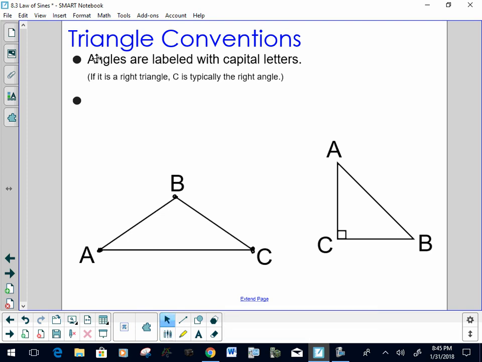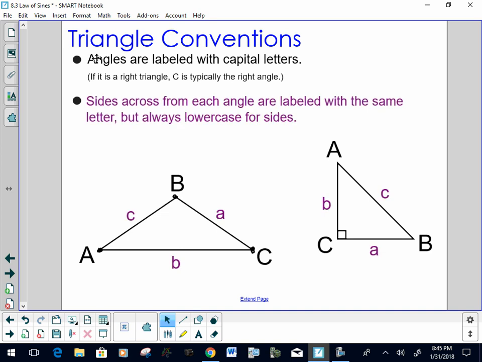It doesn't have to be ABC, but this just shows you with ABC. If it's a right triangle and you're using ABC, C is typically reserved for the right angle. And then the side across from each angle is labeled with the same letter, but we use the lowercase. So we have angle B in the triangle. Across from that would be the side that's labeled with a lowercase b. You have angle A in the triangle here, and the side that's labeled with a lowercase a will be across from that. And then in this case, we have our last angle labeled with a C, and the side across from it would be side c.